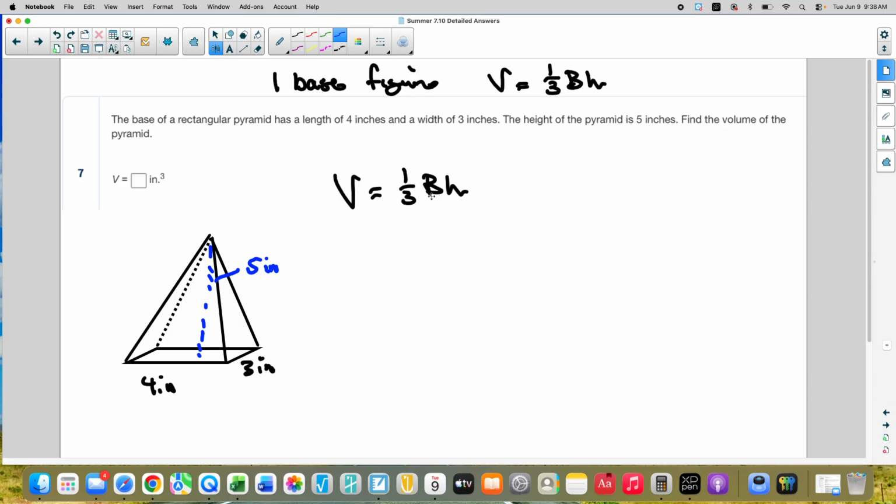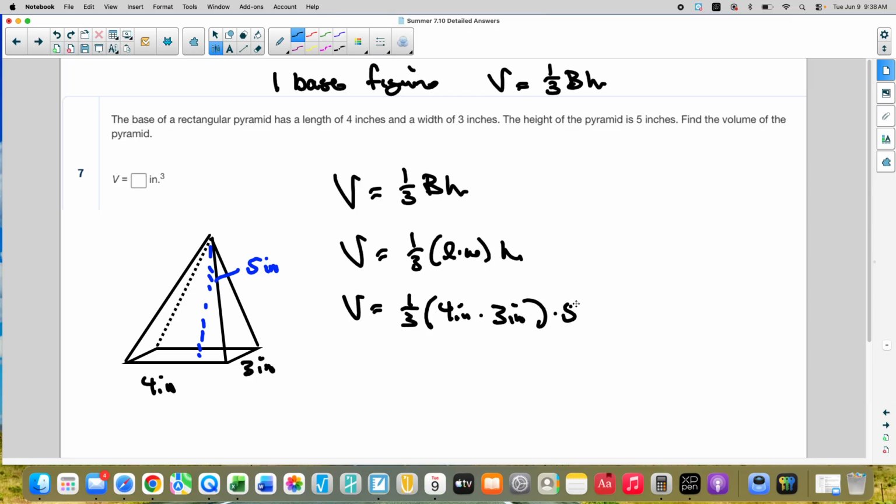So when we look at this, the base area is a rectangle. So we have 1/3 times length times width, because a rectangle is length times width, times the height of the object. Volume equals 1/3. The length is 4 inches. The width is 3 inches times the height, which is 5 inches. Now, a lot of people would multiply 4 times 3, but I see that since we're multiplying everything, this is in the denominator, this is in the numerator, they can cancel to make 1. So now I'm just left with 4 times 5, which is 20.